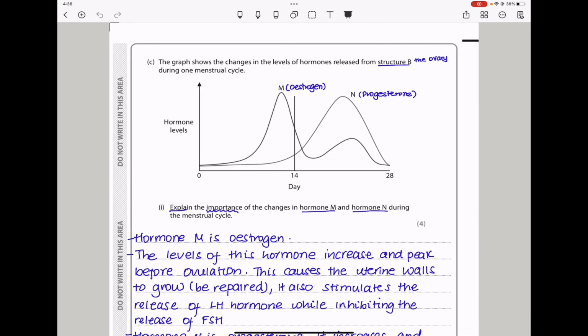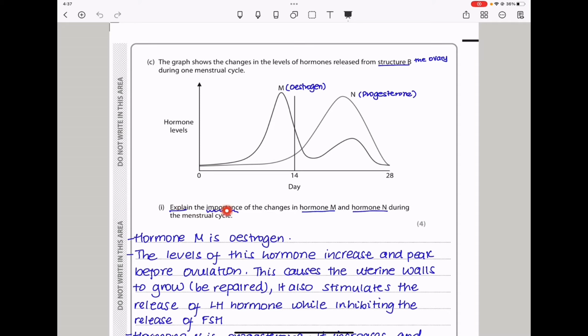Moving on. In part C, the graph shows the changes in the level of hormones released from structure B during one menstrual cycle. On the vertical axis, we have hormonal levels, and on the horizontal axis, we have the day. There is hormone M that increases before day 14, and there is another hormone N that increases after day 14. Day 14 is when ovulation occurs, so this hormone here is going to be progesterone, and its purpose is to maintain the walls of the uterus so that they do not shed away in preparation for pregnancy. The hormone M is going to be estrogen. Its purpose is to cause the growth of the uterine wall.